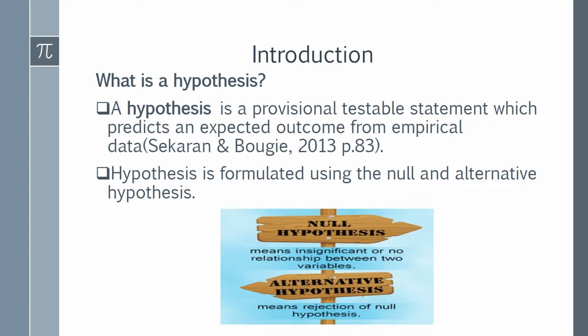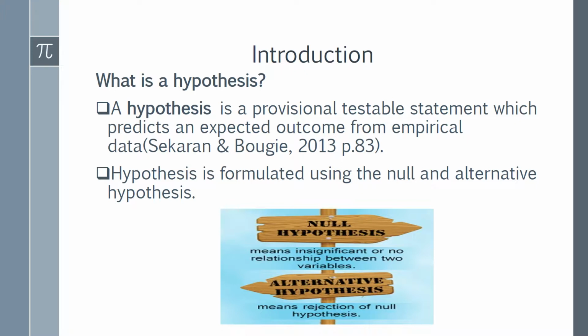So, our introduction here: what is a hypothesis? A hypothesis is a provisional testable statement which predicts an expected outcome from empirical data. So what am I saying here? With a hypothesis, we are trying to test something or a situation under study.